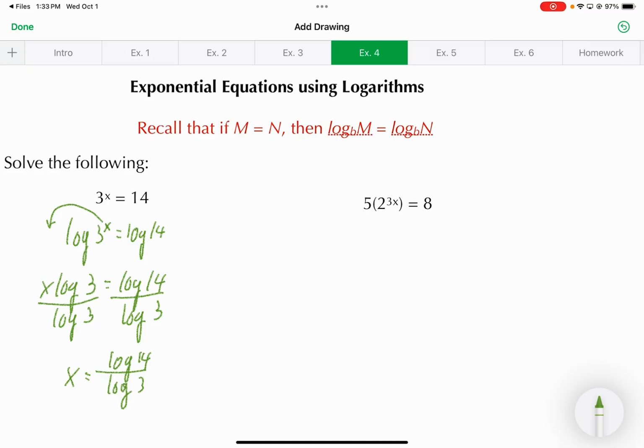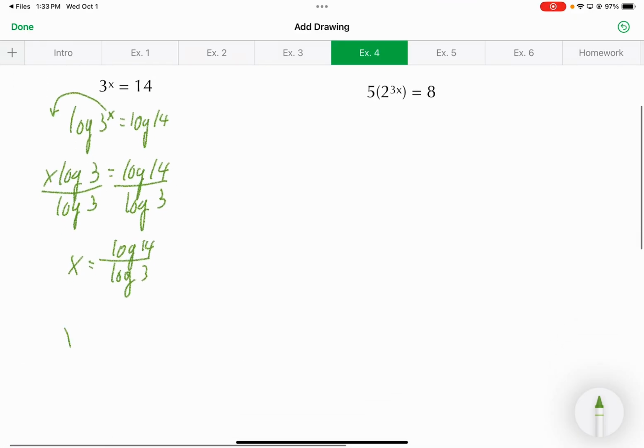Now, what I will likely do is I will save plugging my values into my calculator for the very last step because I don't want to round throughout the process, you know what I mean? I want to save the decimals for the very end. Okay, so what would we get if I plug that into my calculator? Help me out.